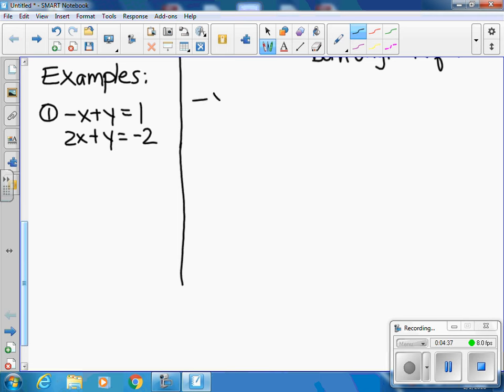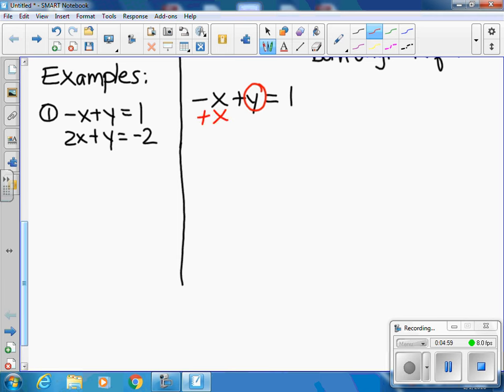All right, so I'm going to take the first one, negative x plus y equals 1. And because I want to solve it for the y, that means the y is going to stay where it is, and I'm going to move everything else over. You're technically not putting it in slope-intercept form, even though it may look like it. We're not graphing, so there is no slope-intercept form when it comes to this method. It's just solving for a certain letter.